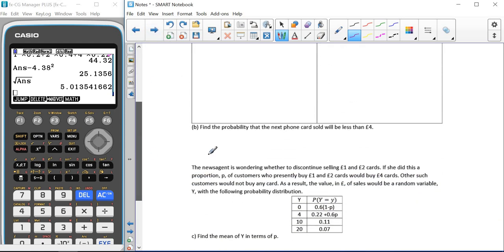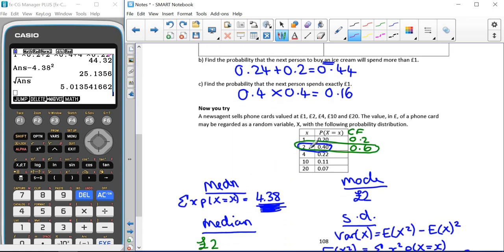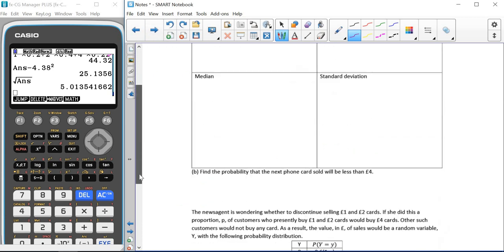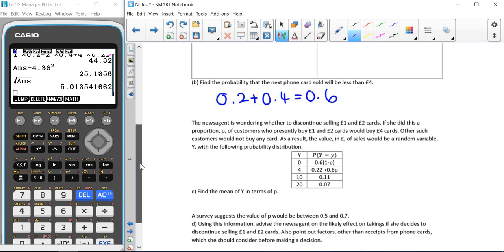So then we're asked to find the probability that the next phone card sold will be less than £4. If we have a look back at our probabilities, less than £4 means that it's £1 or it's £2, which means we're adding 0.2 plus 0.4, which gives us a probability of 0.6.